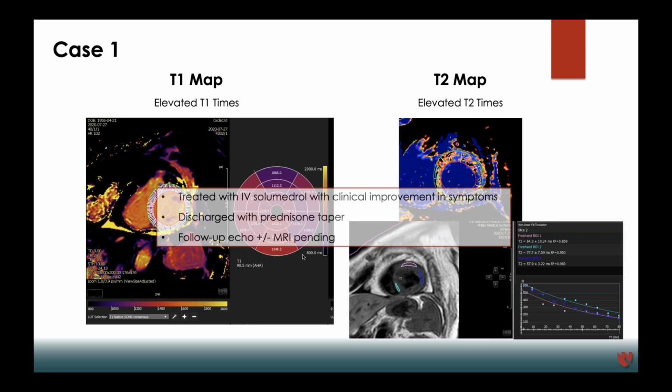So based on this, the patient was treated with IV Solu-Medrol, had clinical improvement in her symptoms, and was discharged with a prednisone taper. Since this was recent, we're still waiting for a follow-up echo. I think at least academically it might be interesting to get a cardiac MRI just to see how these changes evolved, or maybe she did develop LGE later on.